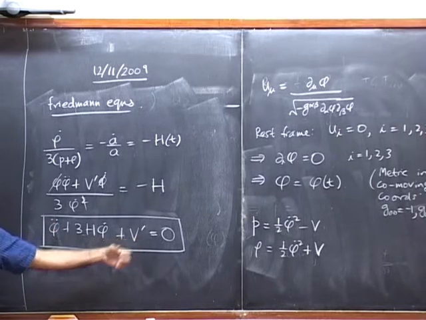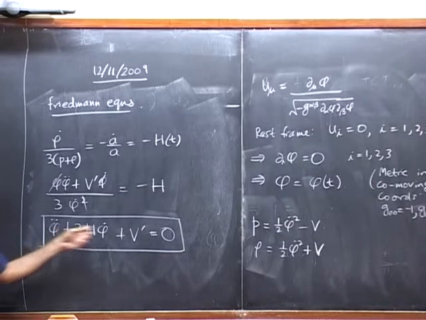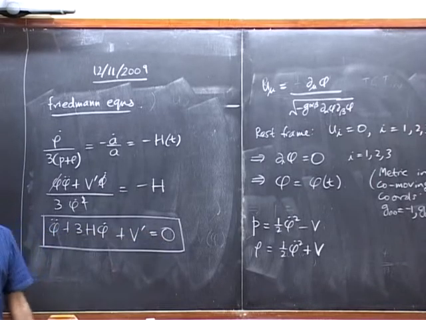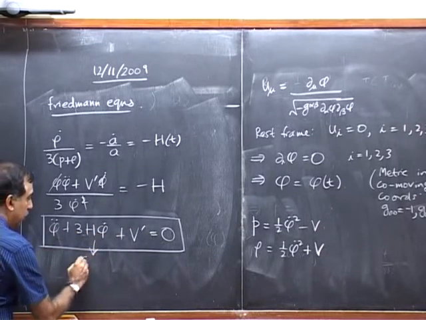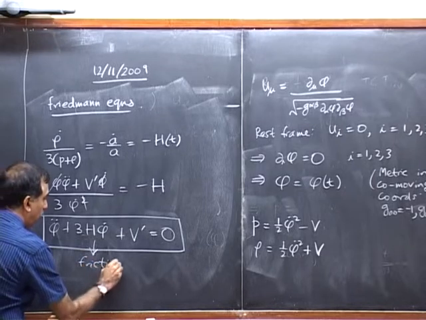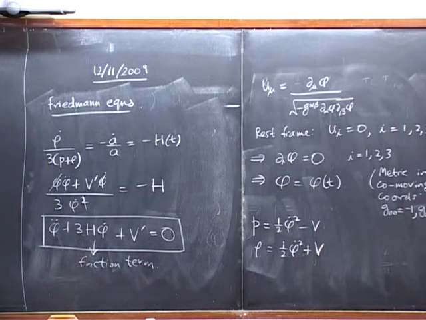Okay? For such a situation, the equation of motion for that non-relativistic particle would have been x double dot plus V prime equals 0. And that's what we get, except that we see this friction term, and the friction term depends on the Hubble constant. In fact, the coefficient of friction is 3 times the Hubble constant. Okay, but it's not a constant, so it's a time-dependent friction term, so it's not that simple.